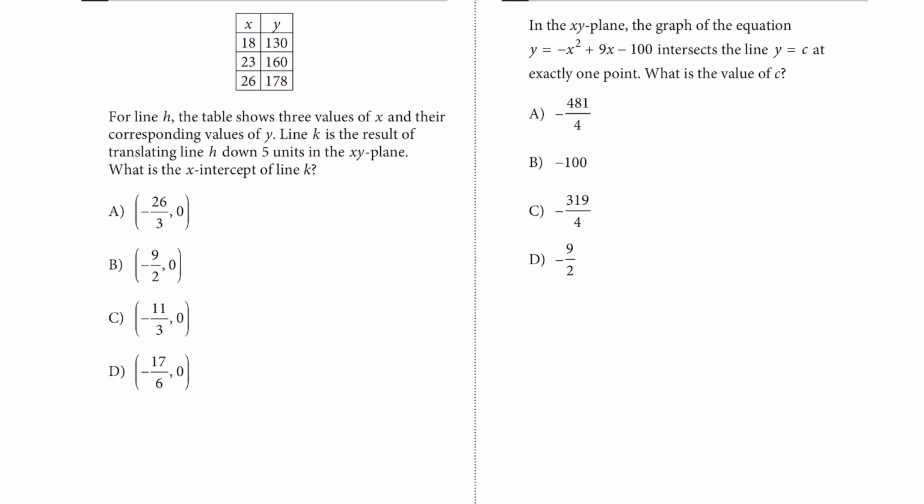All right, on to question 24. For line H, the table shows 3 values of x and their corresponding values of y. Line K is the result of translating line H down 5 units in the xy plane. What is the x-intercept of line K?